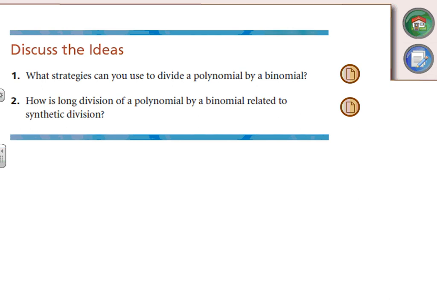And then last 2 questions, and these are the kind of things that we're going to be starting with next class. So be prepared with some answers. What strategies could you use, and how is long division related to synthetic? I encourage you to try out some of the Math Excel questions, and then we'll see you in class.